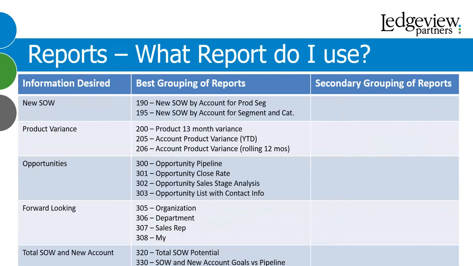Total share of wallet and new account. Total share of wallet potential. Everybody wants to get that full share of the wallet. Well, what's our potential out there? What can we gain? That's what report 320 is going to give you. Report 330 is going to show your share of wallet and your new account goals, and it's going to compare them to the pipeline to see if you're actually going to be able to meet that goal.